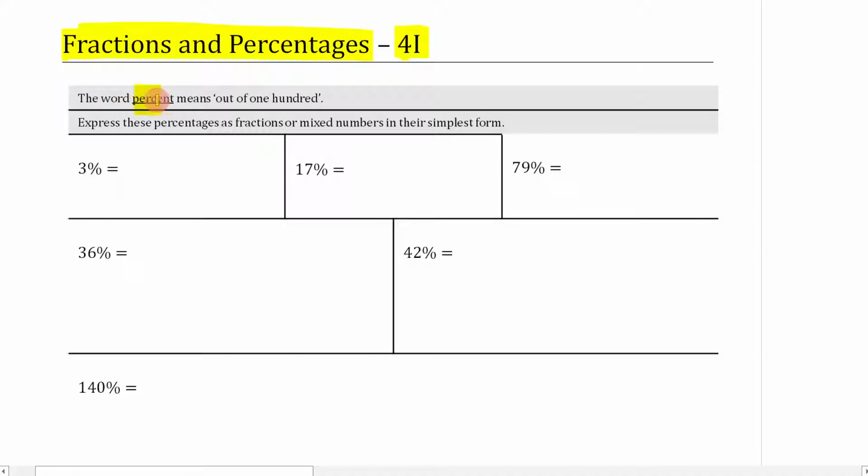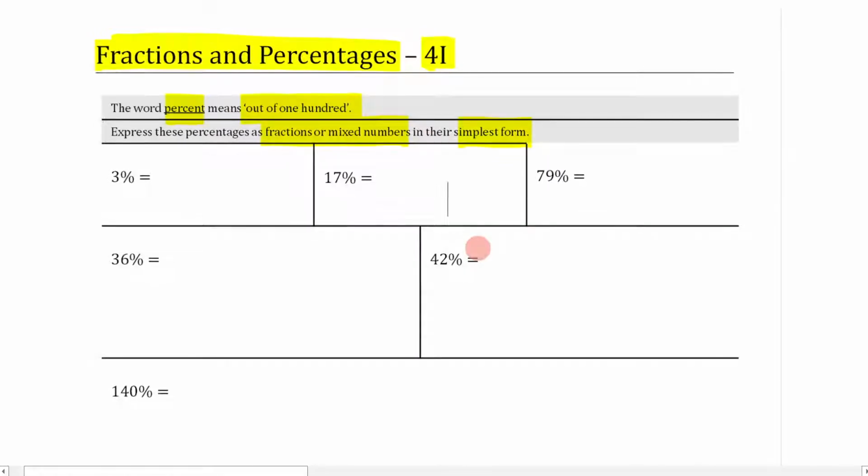Okay, the word percent means out of 100. That's what the word percent means, out of 100. So what we're going to do is take each of these percentages here and write them as fractions. It says express these percentages as fractions or mixed numbers in their simplest form. Now, the first step of doing this is always the same. Whenever you're given a percentage and asked to write it as a fraction, the first step is always the same.